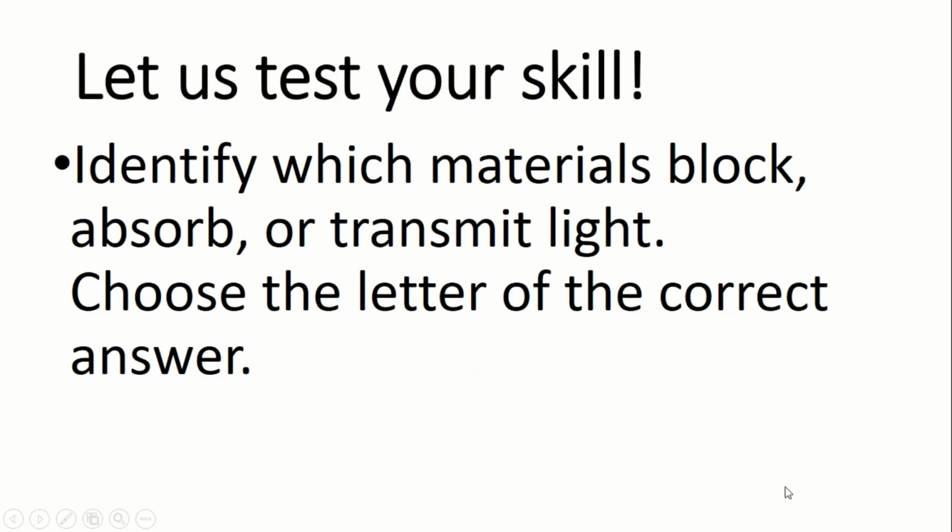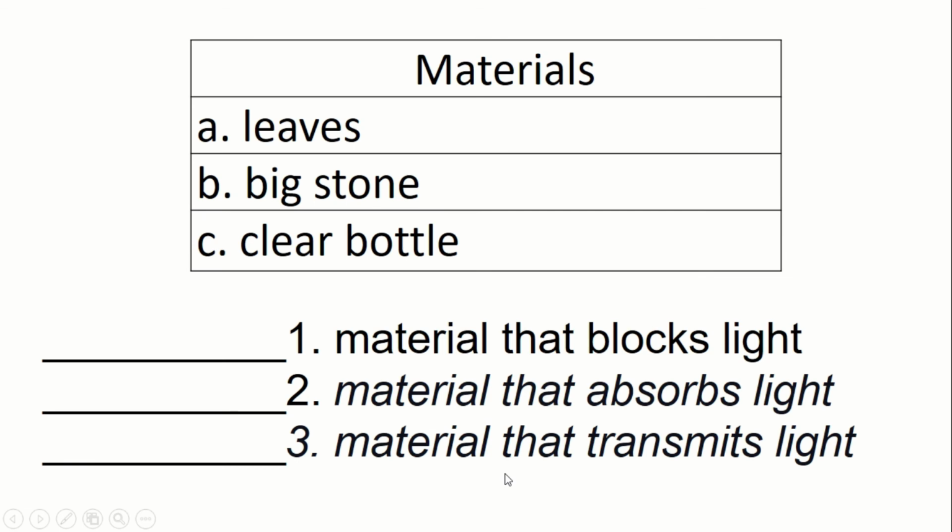Now, let us test your skill. So, you are going to identify which materials block, absorb, or transmit light. So, you have letters to choose from. Just choose the letter of the correct answer. So, we have here number 1, material that blocks light. Number 2, material that absorbs light. Number 3, material that transmits light. So, you choose from the choices here. Okay, and you write it in your notebook. We will check it all together after our test. Okay, are you finished?